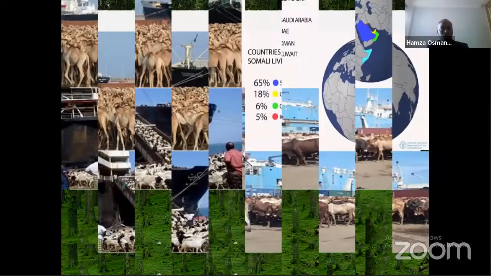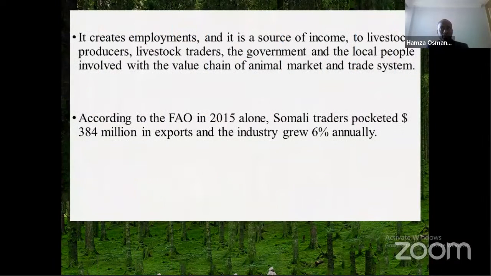Livestock export creates employment and is a source of income for livestock producers, livestock traders, the government, and the local people involved in the value chain of the animal market and trade system. According to the FAO, in 2015 alone, Somali traders pocketed 364 million in exports, and the industry grew 6% annually.